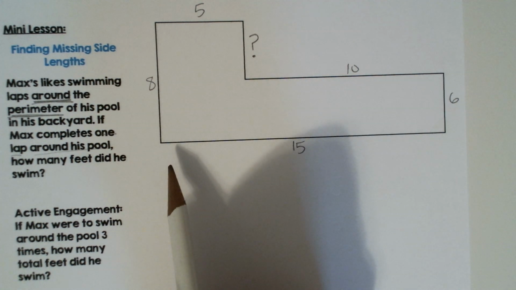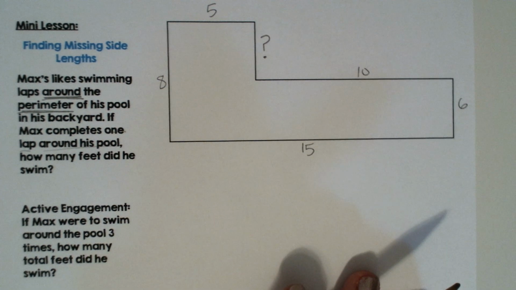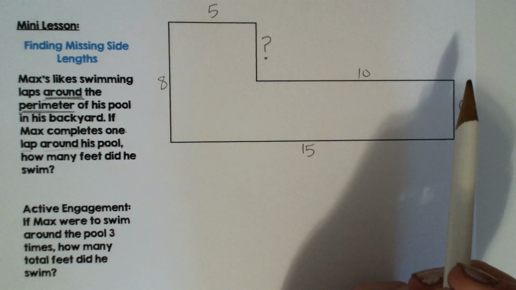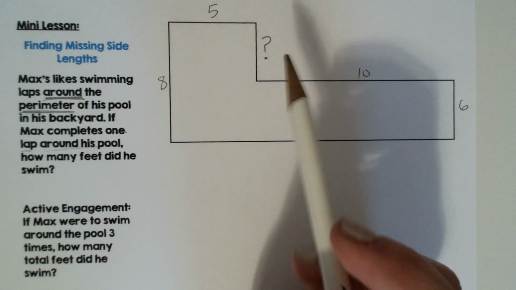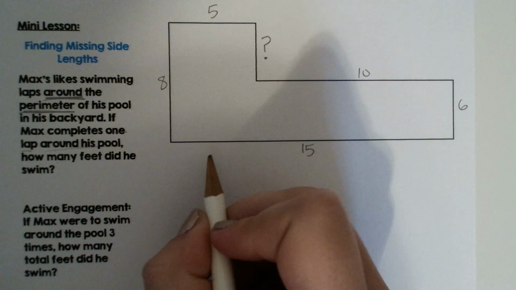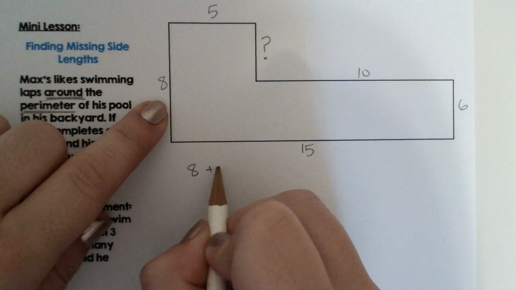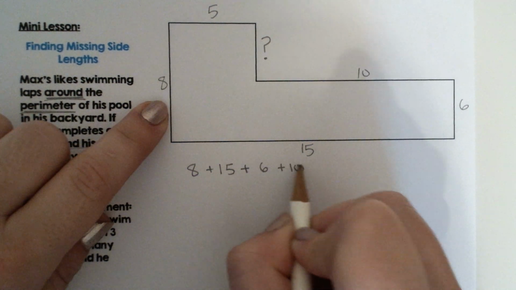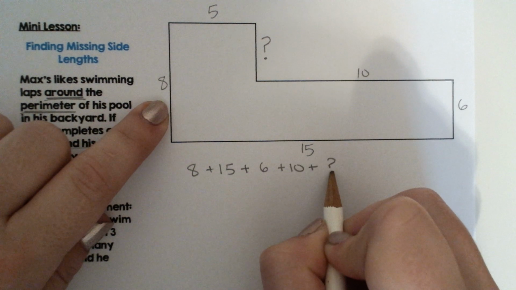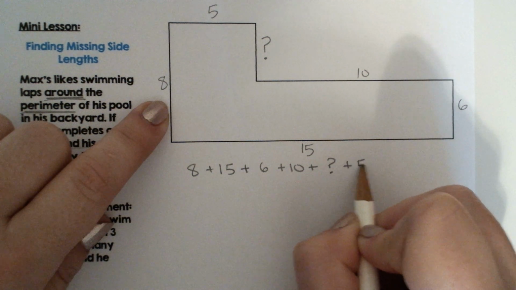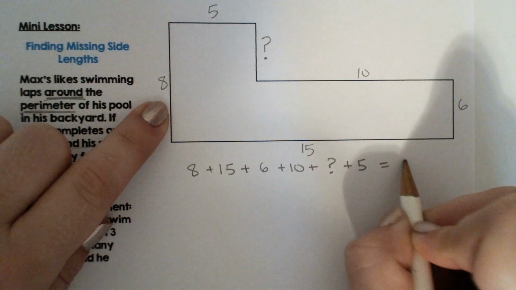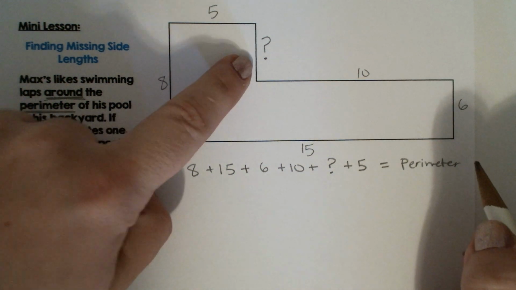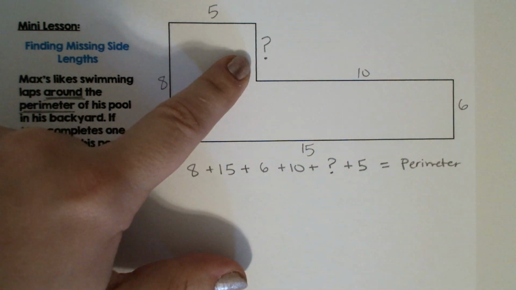So, in order to find perimeter, you've learned all week long that you must find the sum of all the sides. So, I know that 8 plus 15 plus 6 plus 10 plus my missing side length plus 5 will give me my perimeter. But how can I find my missing side length?